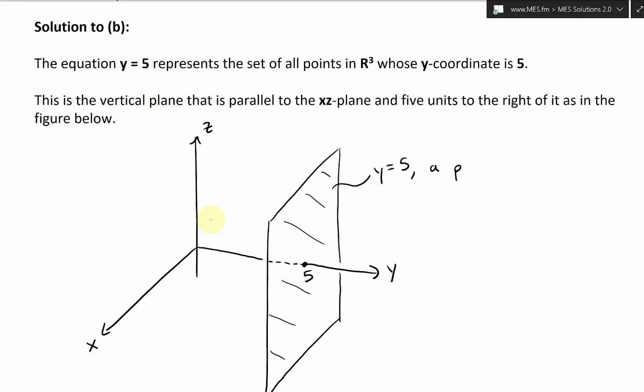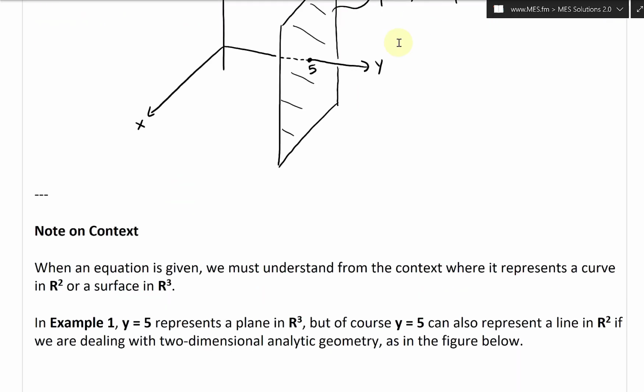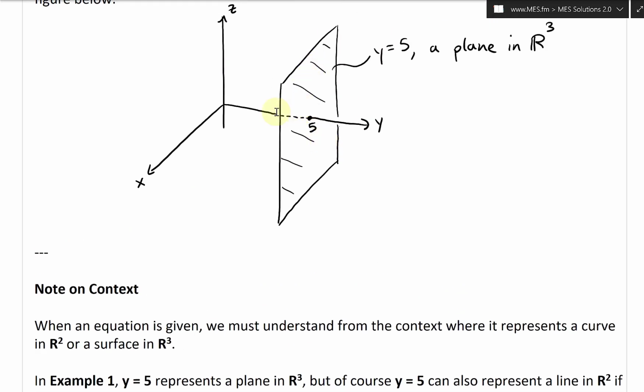And so we have this equation y equals 5, and this is a plane in R3. Let's draw this better. All right, so now that we have that, that's a vertical plane right there.